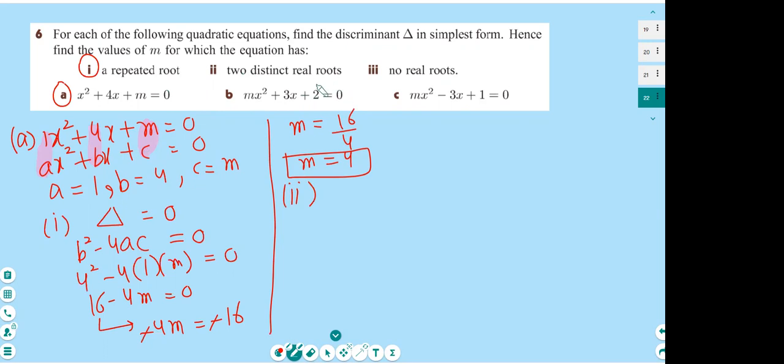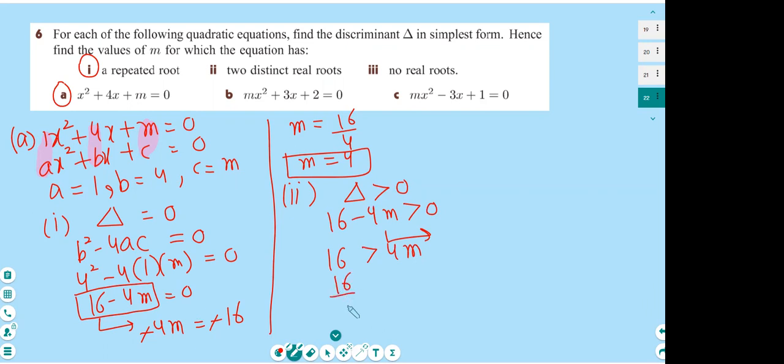Okay, second part. 2 distinct real roots. In this case, the discriminant must be greater than 0. And we have already found that the discriminant is 16 minus 4m. So 16 minus 4m should be greater than 0. Shifting the 4m to the other side, it will be 16 greater than 4m, right? Now dividing both sides by 4, 16 over 4 greater than m. So 4 greater than m, or we can also say that m is less than 4, right?